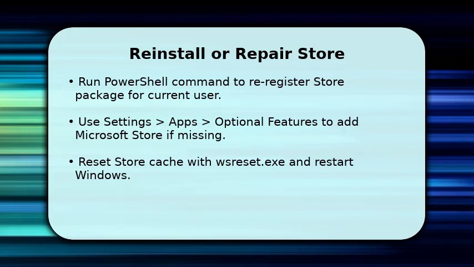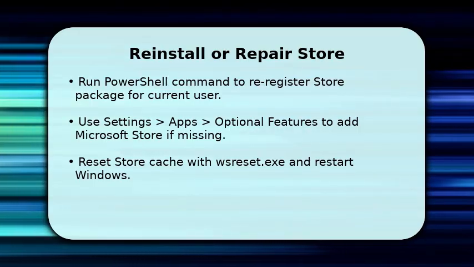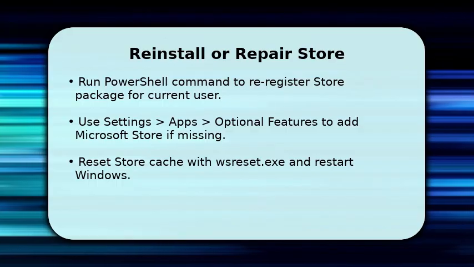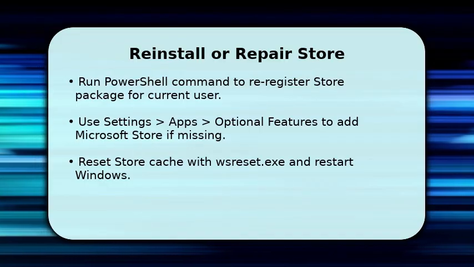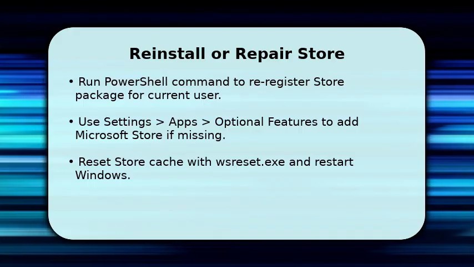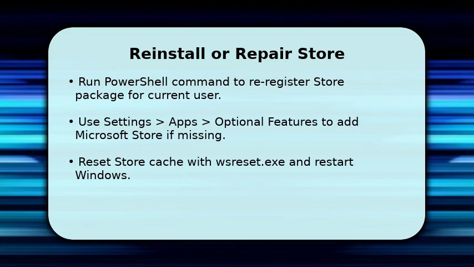Open PowerShell admin and run the command to re-register the Microsoft Store package for your current user, because that restores missing app registrations. If Store is absent, go to Settings, Apps, Optional Features and add Microsoft Store from the list. This reinstalls core bits. Once done, run WSReset.exe to clear cache. Make sure to restart Windows after these steps, so system components initialize properly before final validation.